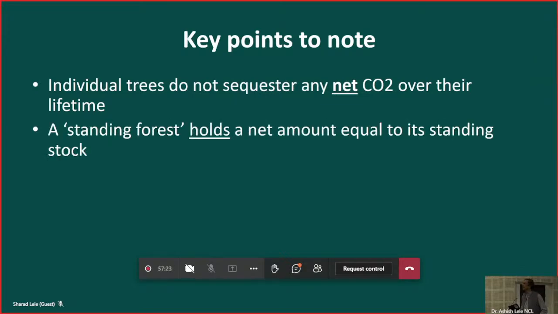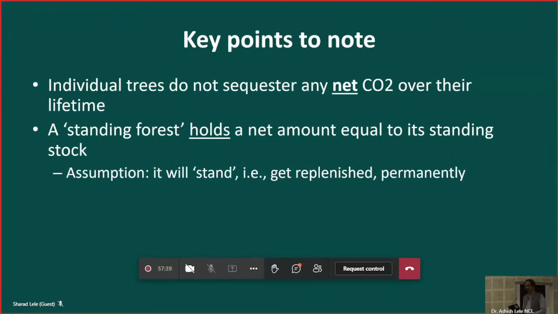So while individual trees do not net sequester any carbon over their lifetime, a standing forest will actually hold a net amount equal to its standing stock. If you take a snapshot of a forest, there is a certain amount of carbon sitting there as standing biomass. On the assumption, of course, that the standing forest will continue to stand even if individual trees die. So the forest has its own renewal mechanism, which is that younger trees grow into older trees. And as long as that mechanism is intact, as long as that forest is not being deforested, for instance, and the growth rates remain as before, replenishment is happening. You will see that the standing forest does in fact sequester a certain amount of carbon dioxide while individual trees go through their life and death cycle.